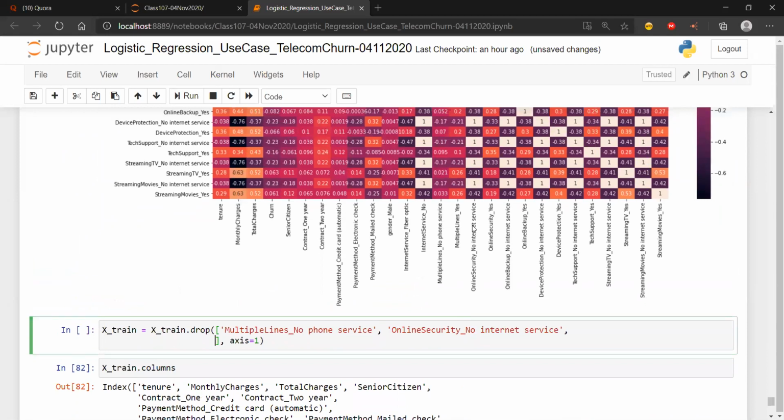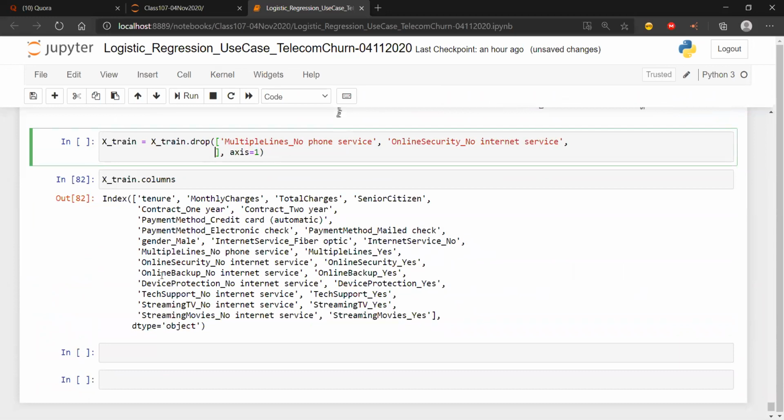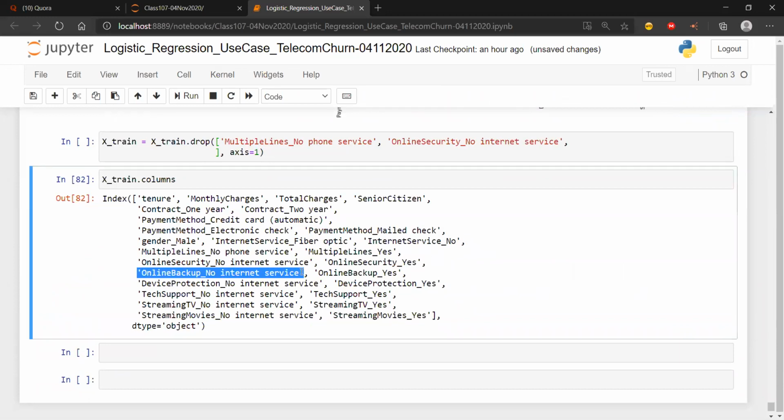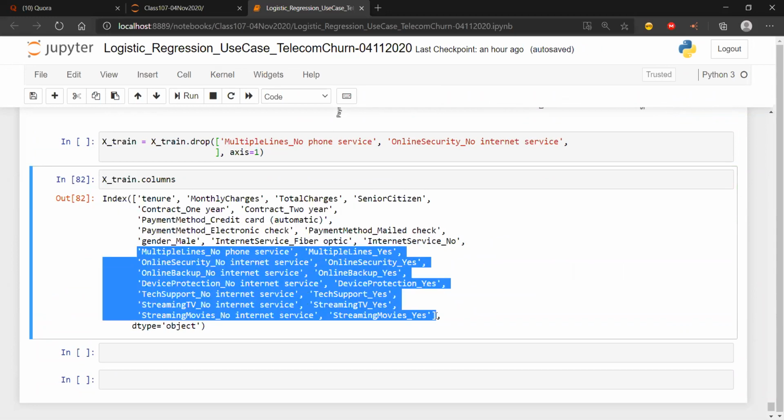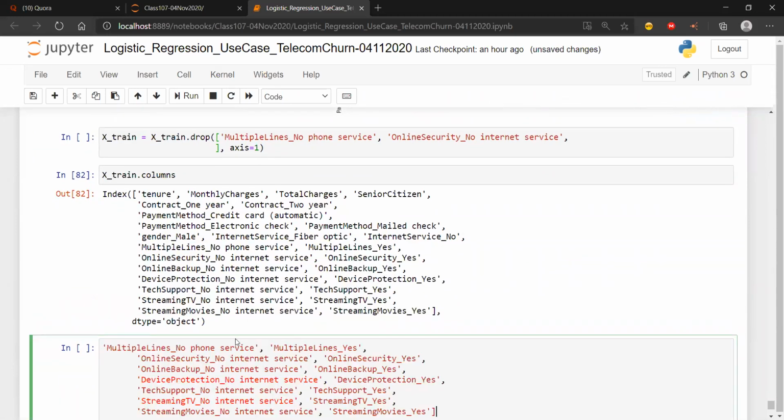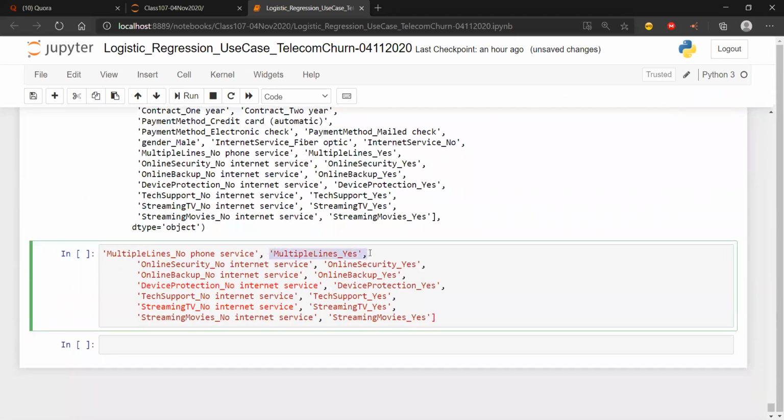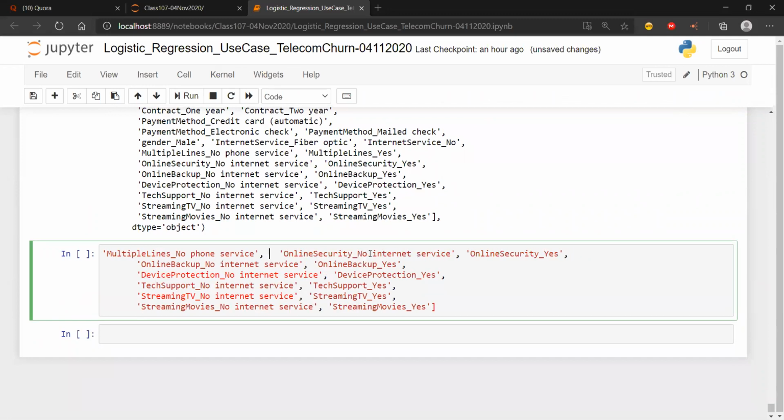What is the third? Multiple lines, online security, then online backup, no internet service. So basically, it's the alternate values. You see, one was here, second is here, third one is here, fourth should be this, fifth, sixth, and seventh, right? So that's what I can clearly copy from here, and I can put it over here, and I can simply get rid of the yes things, then my job is done.